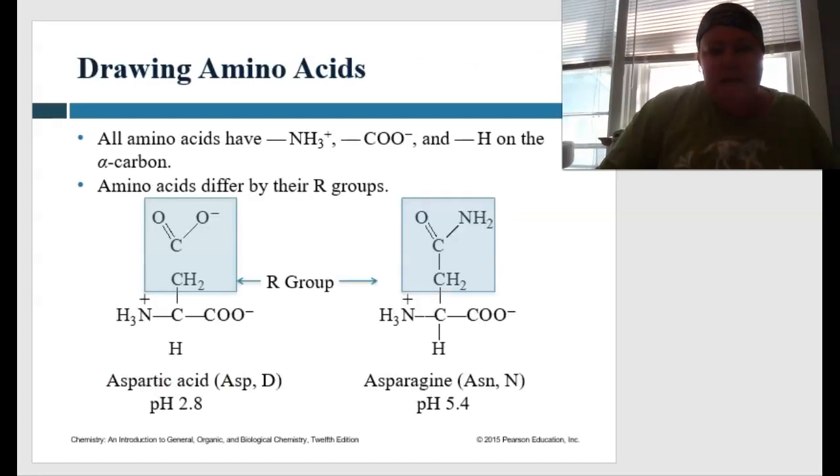So how do we draw these guys? Well, all amino acids are going to have that amino, carboxyl, and hydrogen on the alpha carbon. And again, the only thing that's going to differ is that R group, all right?